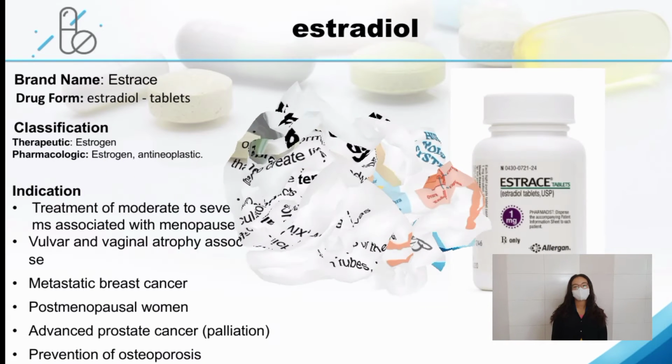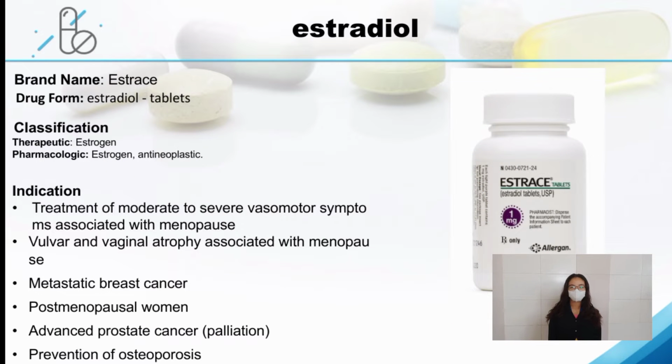The first drug under the reproductive system is estradiol. The brand name is Estrace. Its drug form, estradiol tablets. Classification, therapeutic, estrogen, pharmacologic, estrogen, antineoplastic. Indication of this drug is the treatment of moderate to severe vasomotor symptoms associated with menopause.